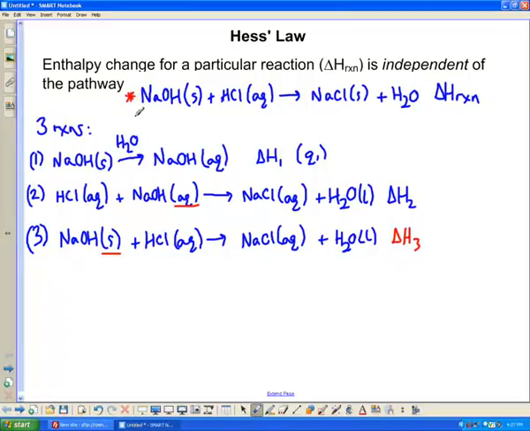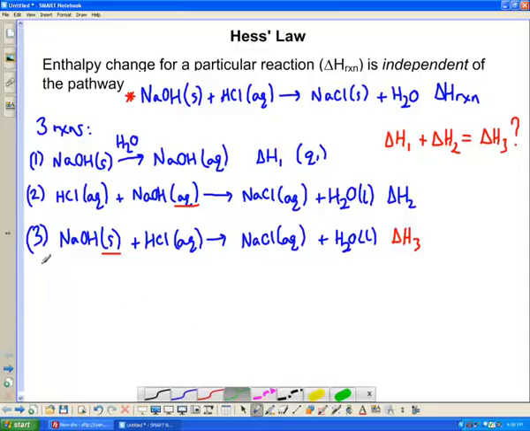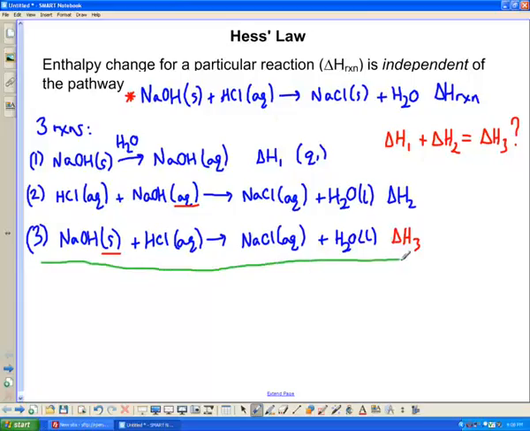Then the question is, can we take reactions 1 and 2, somehow add them together to get overall reaction 3? Because if we can, we then say that the sum of delta H1 plus delta H2, can we show it to be equal to delta H3? Well, maybe. That all depends on whether or not we can take equations 1 and 2 and add them together to get equation 3. Well, just think about it. Equation 3 is the overall equation we're looking for.